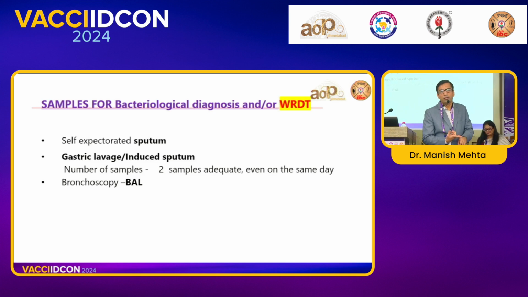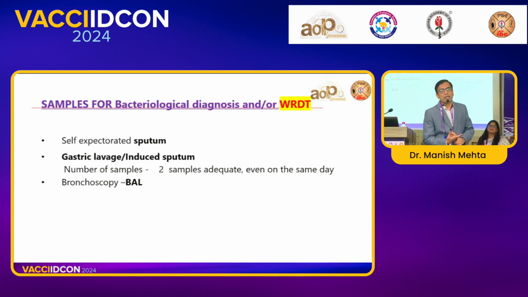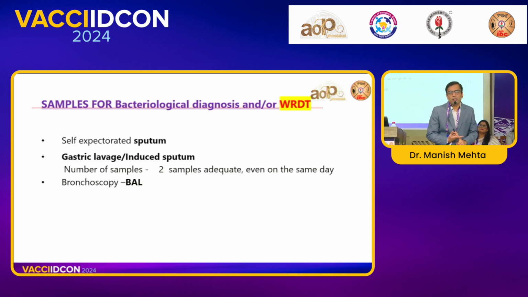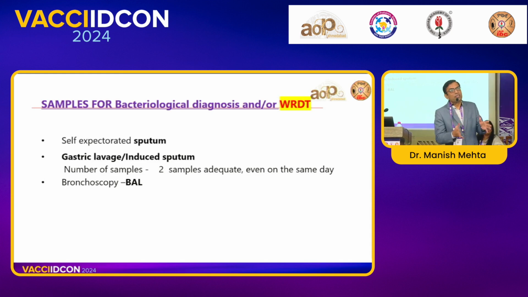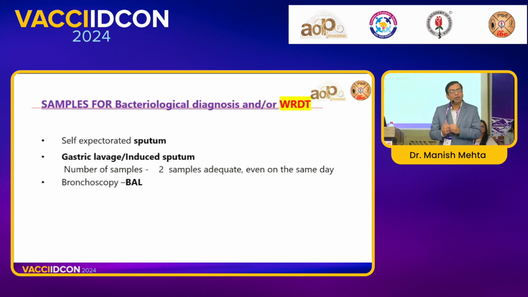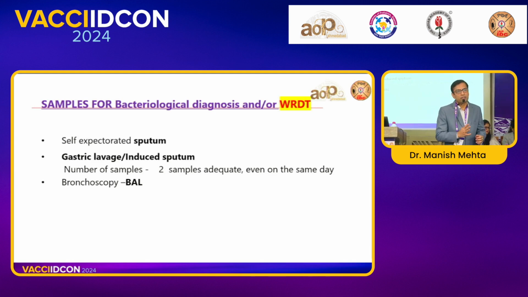Second is your CBNAAT, that will give straight away your diagnosis and rifampicin sensitive or resistance. And third is culture. This culture is very important. Previously you used to do solid media culture, that is LJ medium, which used to take a few months to get the report. But right now we have liquid media culture, that is MGIT, mycobacterial growth indicator tube test, which gives results in 2 to 3 weeks.